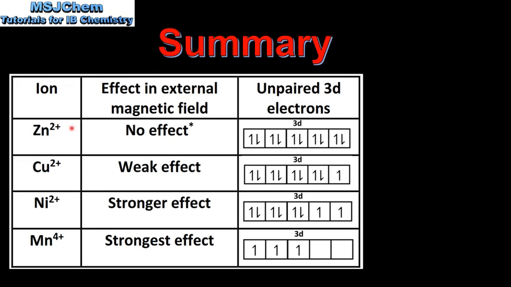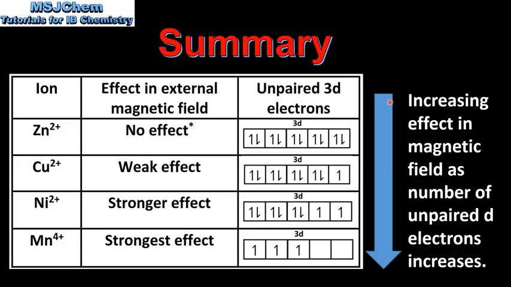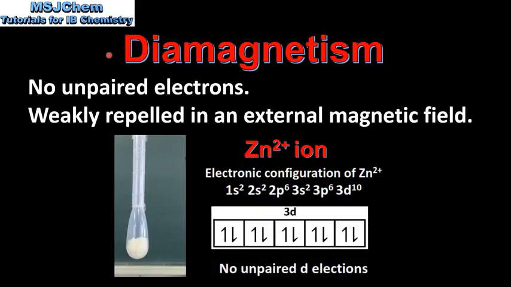So let's have a summary. The zinc 2+ ion showed no effect in the magnetic field, and it has 0 unpaired 3d electrons. The copper 2+ ion had a weak effect in the magnetic field, and it has one unpaired 3d electron. The nickel 2+ ion showed a stronger effect in the magnetic field, and it has two unpaired 3d electrons. And finally, the Mn4+ ion showed the strongest effect in the magnetic field, and it has three unpaired 3d electrons. So from this, we can see there's an increasing effect in the magnetic field as the number of unpaired d electrons increases.